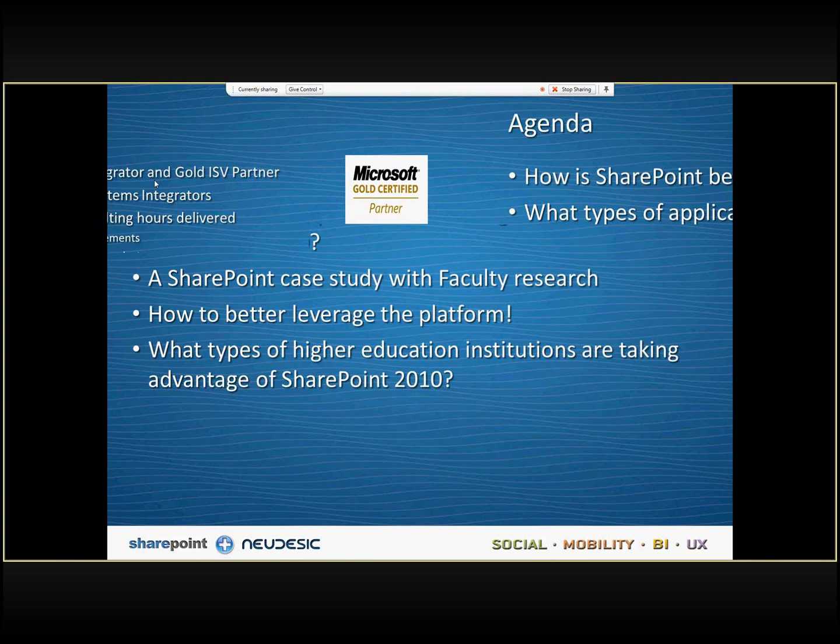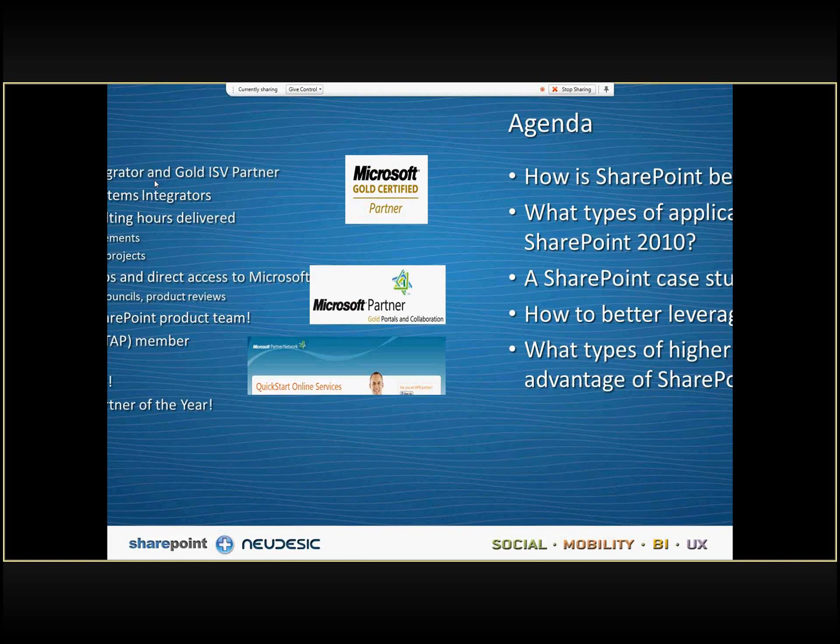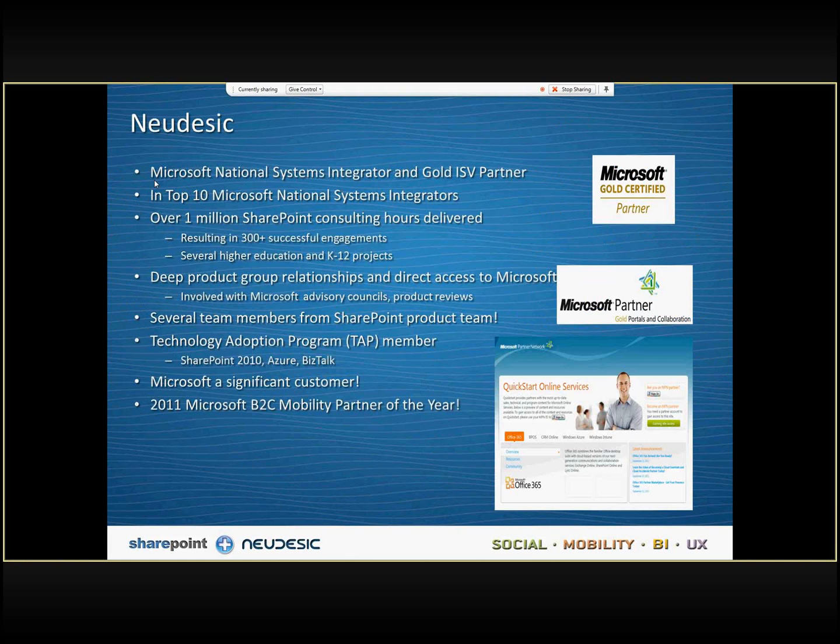So a little bit about Udesic. We're a national systems integrator and gold ISV partner. We're in the top 10 Microsoft national systems integrators. The way we like to think of it is we're a pretty small fish in a really big pond when you get to the top 10. So though we're national across the country, we're still a pretty boutique shop compared to a lot of the guys that are at that top 10 tier.